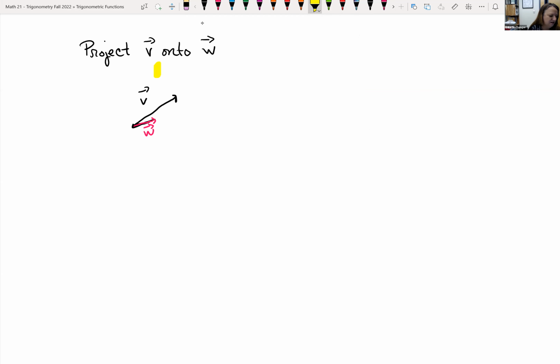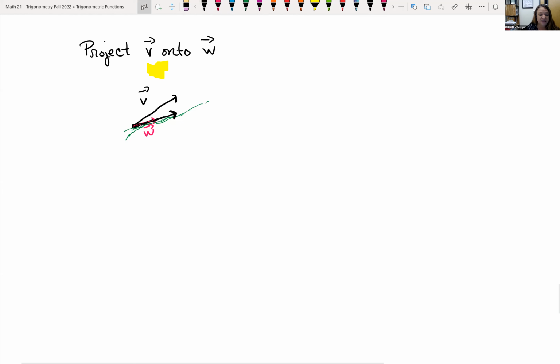And it's casting a shadow where maybe this is the ground. So vector W is laying on this ground. And this sun here is projecting onto V as a shadow onto W. So what would happen is this V, right, could be longer or shorter depending on where the sun is, projects onto W. And so if V is projecting onto W, notice though those vectors are going to be parallel.